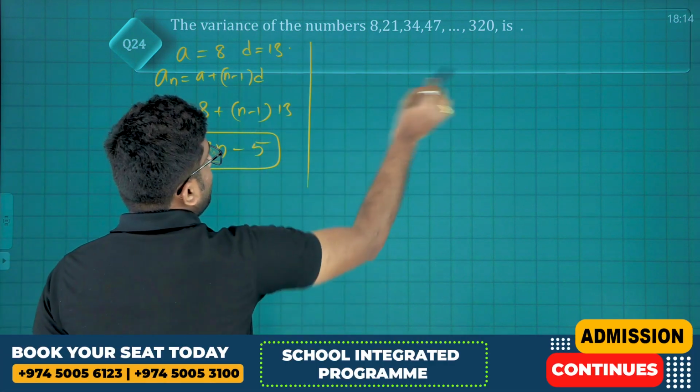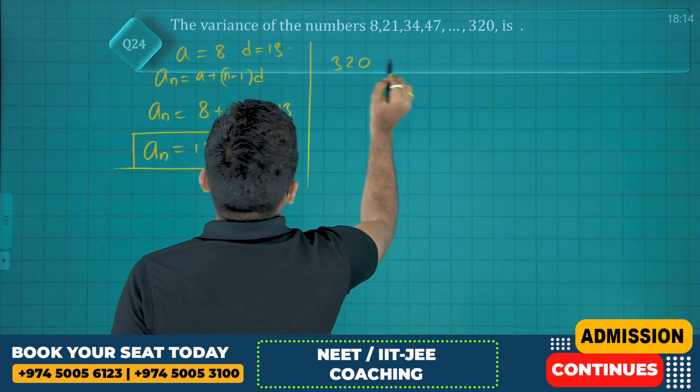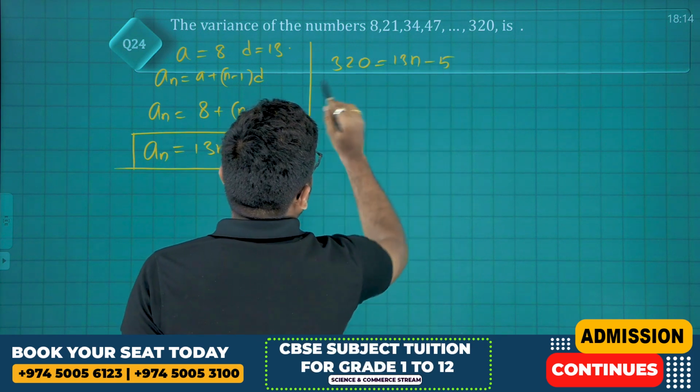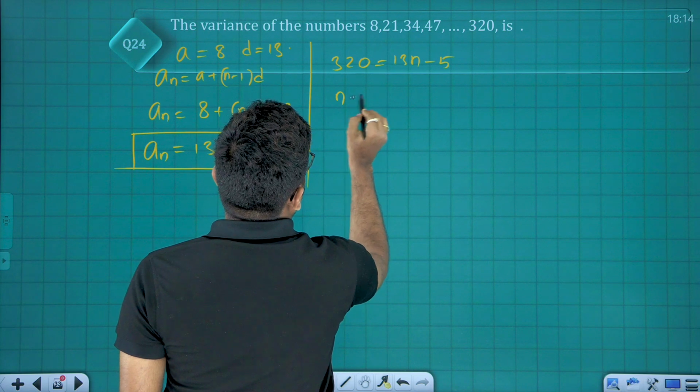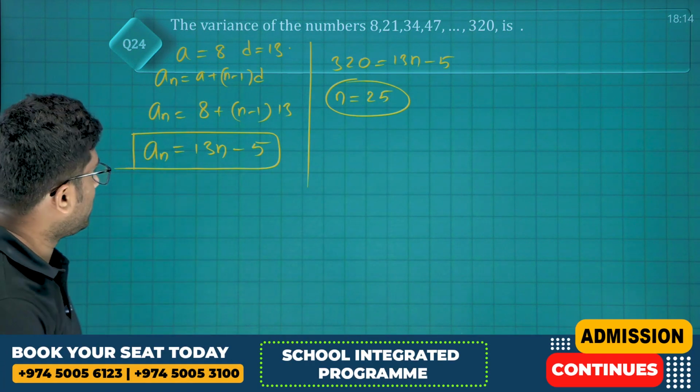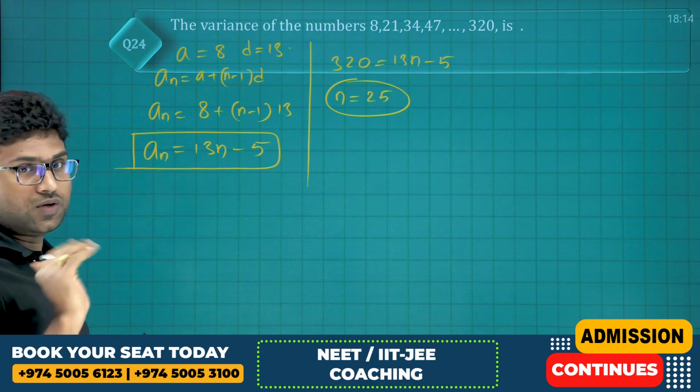But they have given 320 as the last term. So 320 is equal to 13n minus 5. 325 equals 13n, so n is equal to 25. The number of terms is 25, friends. That's it. From here we got that there are 25 terms.